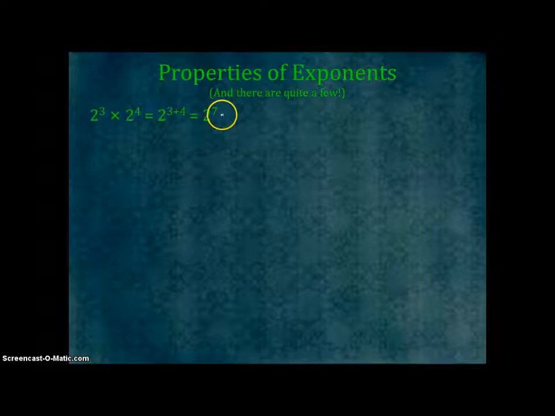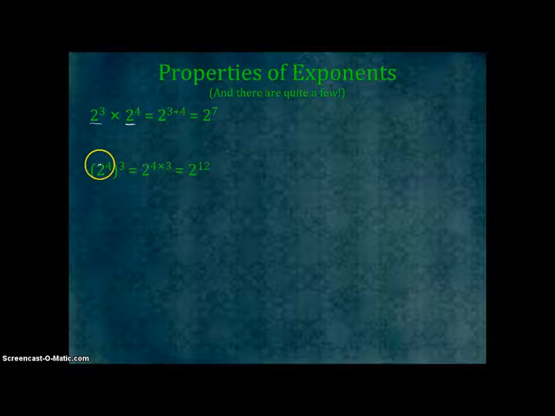First property. If we take two items that have the same base, notice both of these have the base of 2, but are to different exponents, and we multiply them, we're going to essentially keep the same base, add the exponents.